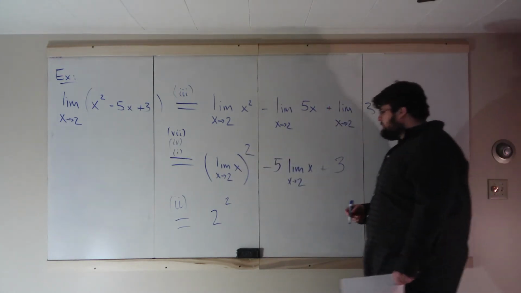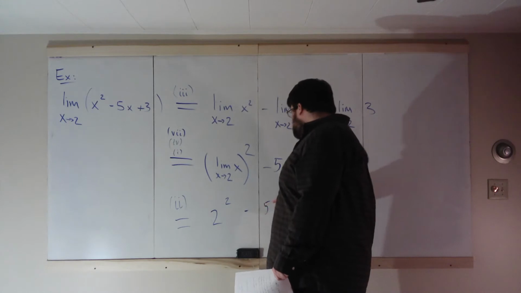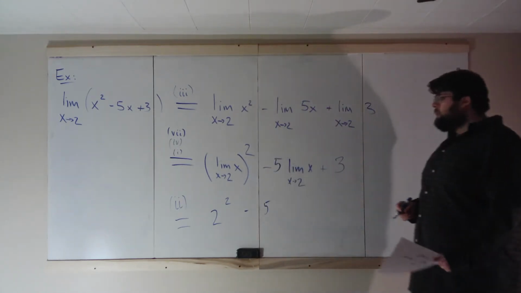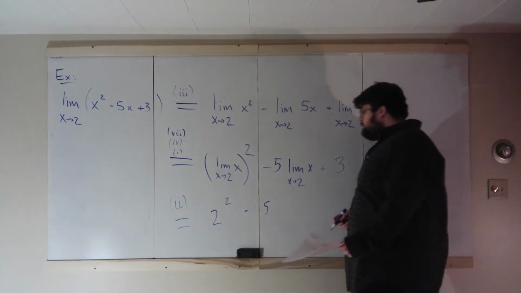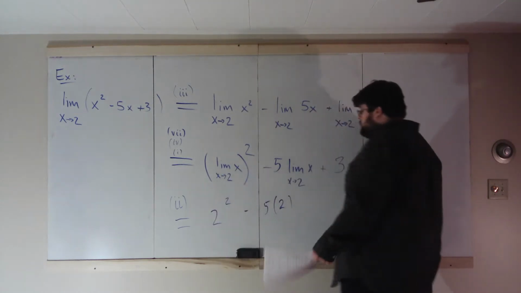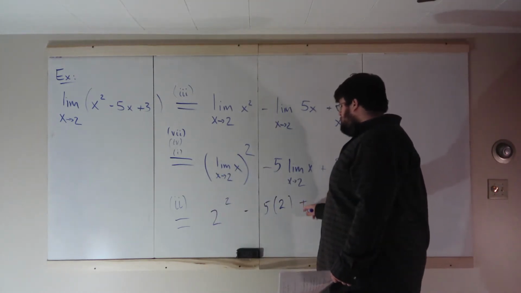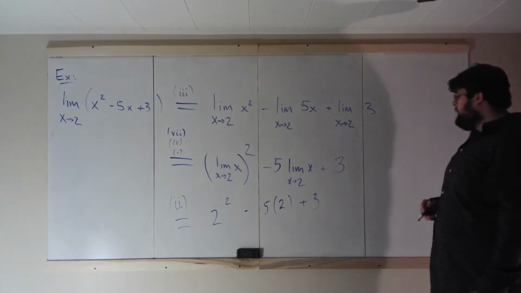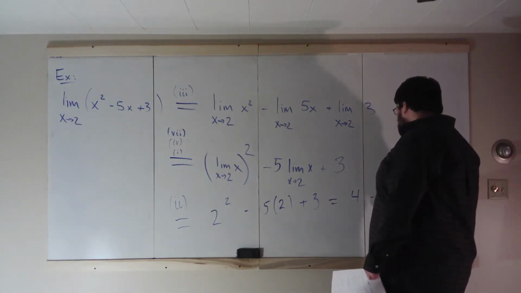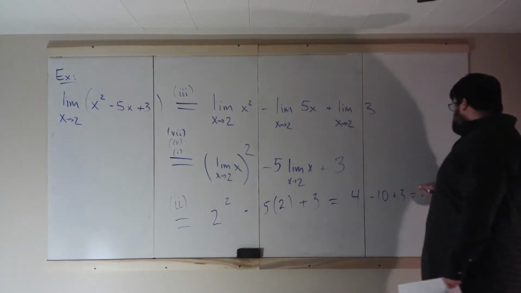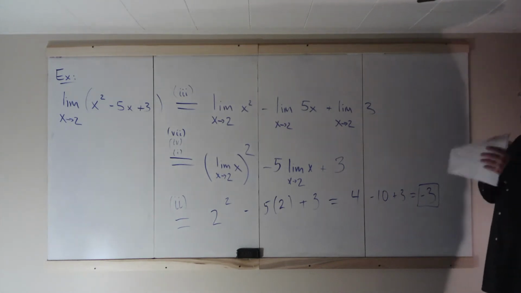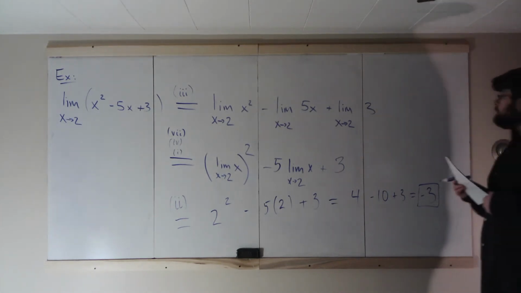What about this next one? Well, let's write the 5 first, and the negative. Negative 5, well, if we get rid of that negative 5, we again just have limit as x approaches 2 of 2, which by rule 2 is 2. 3 is still 3. Well, now we just have to combine these numbers. What do we get? 4, negative 10, positive 3. So that's negative 3. 7 minus 10. And let's check my answer to make sure I didn't do something wrong, and I guess I didn't.